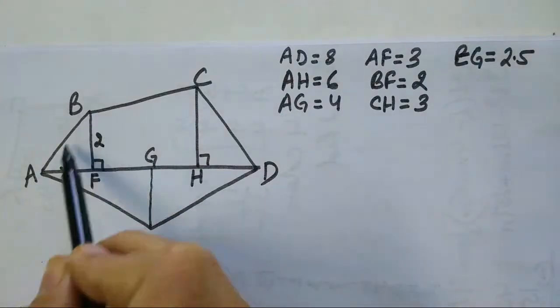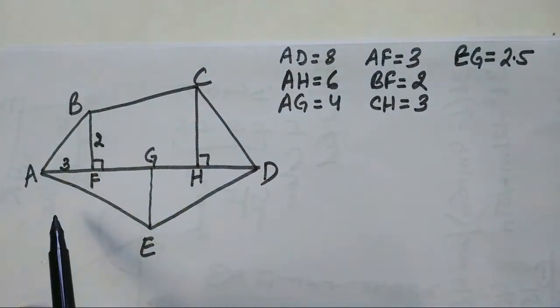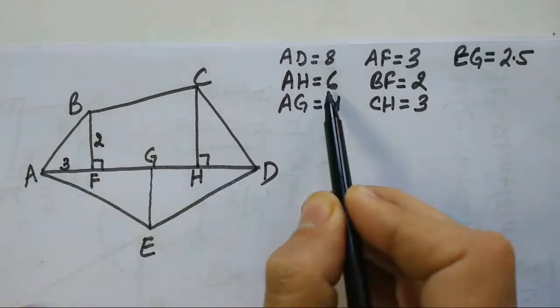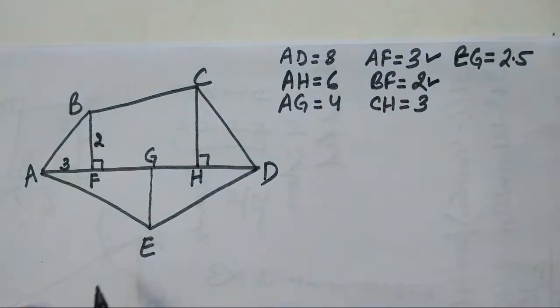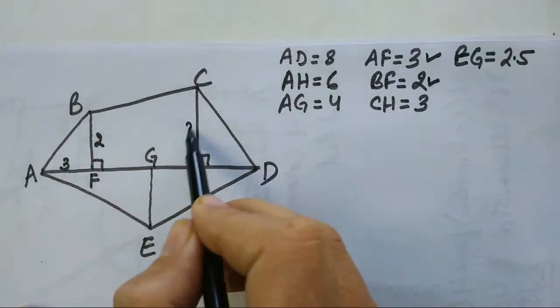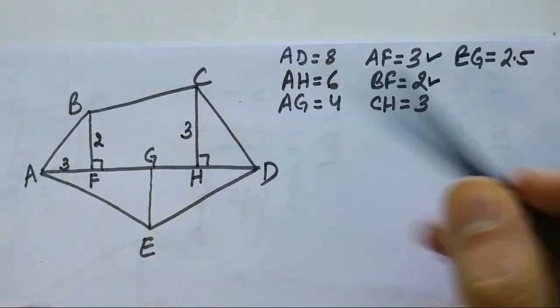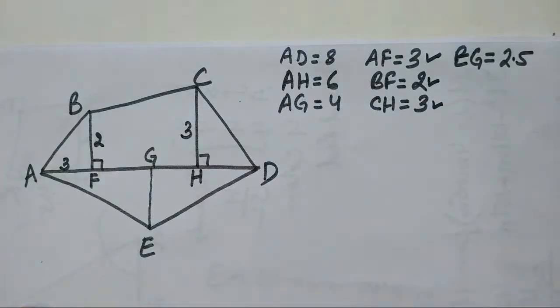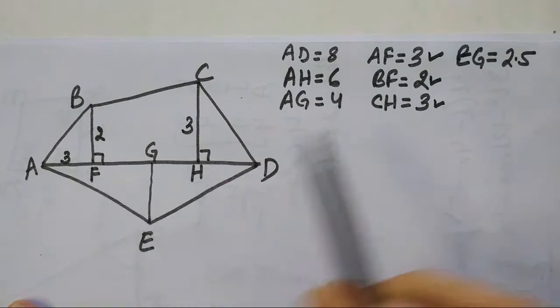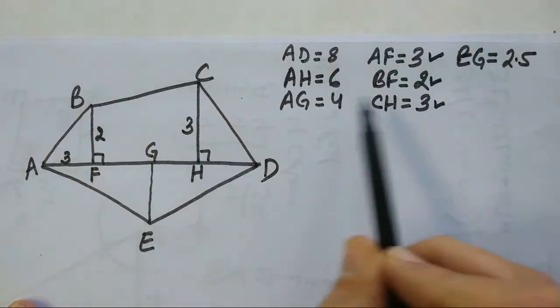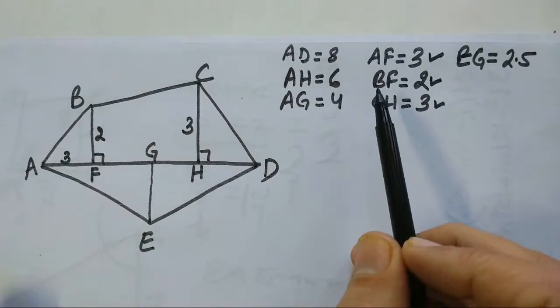So this becomes a triangle. Then AH, this is given. So AF is given, BF is given 2, CH is given 3. So I am putting and noting down. So you have to understand how to avoid the mistakes in this. So I am labeling and I have not written centimeter, but all are in centimeter. They can be in meter also.